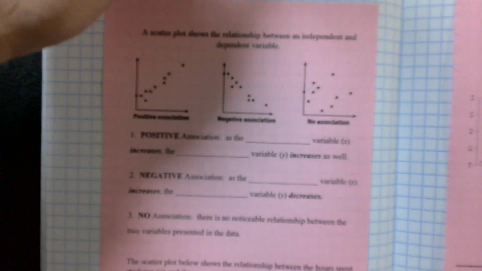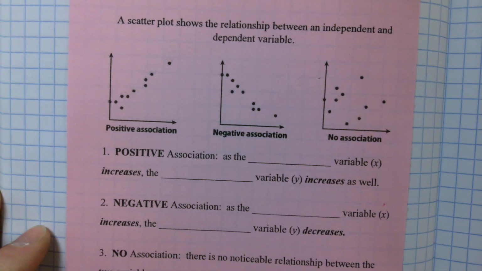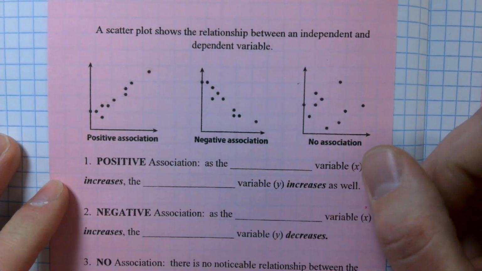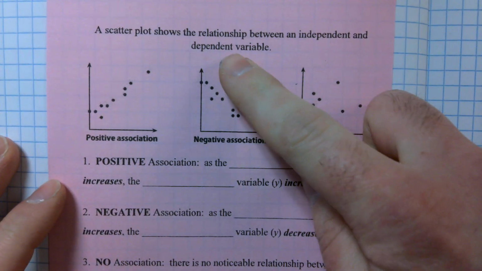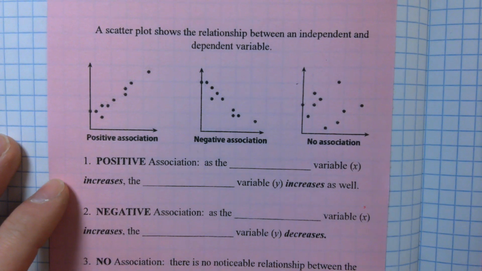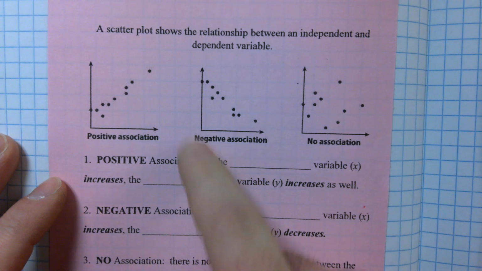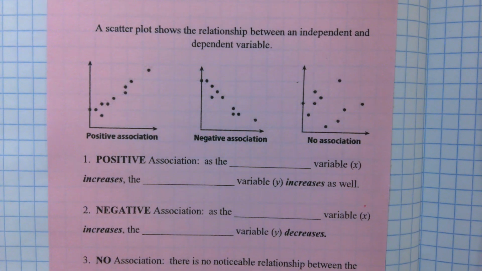A scatter plot basically just looks like a discrete graph. There's a bunch of dots everywhere. And there are three different types of associations that we can have. A scatter plot just shows the relationship between an independent variable and a dependent variable. We could have a positive association going up, a negative association going down, or no association, where there's no relationship at all.